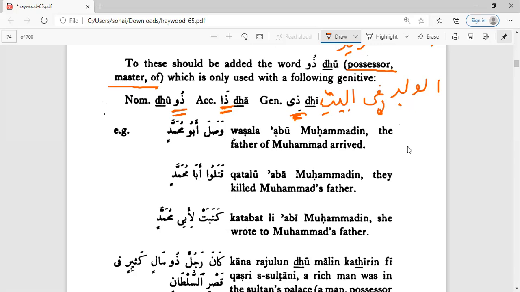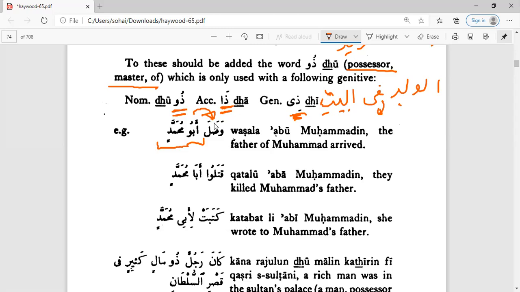So here are some examples. Wasala Abu Muhammadin. Here you see Abu is the mudaf of Muhammad. It means father of Muhammad, and it's obviously nominative case. Why is it nominative? Because it's the subject of wasala. Wasala means to arrive. What is arriving? The father of Muhammad is arriving. So wasala Abu Muhammadin, the father of Muhammad arrived.